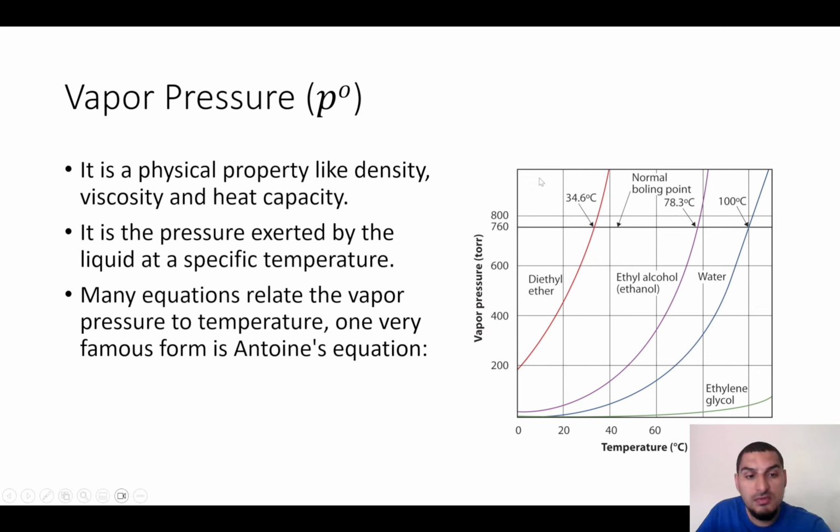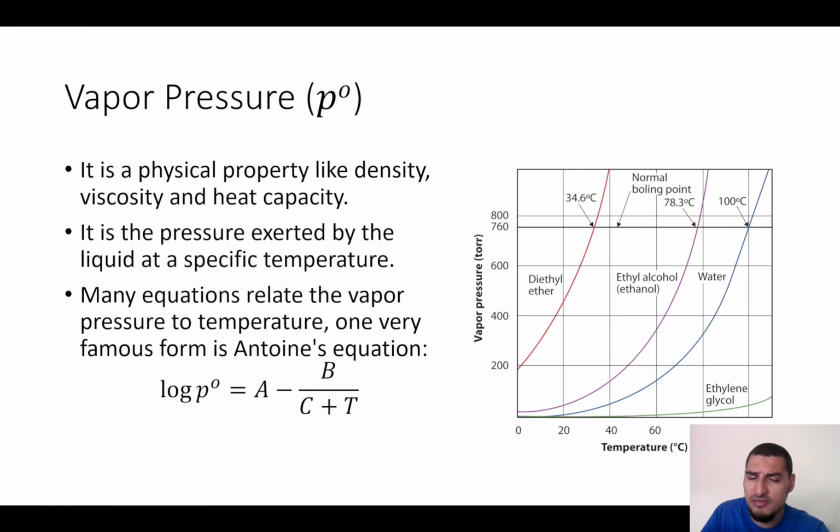And this vapor pressure has been studied a lot, and we have a lot of equations that describe the vapor pressure. The very famous one is called the Antoine equation. The Antoine equation says that log of the vapor pressure equals A minus B over C plus T, where A, B, and C are constants, and they are functions of the material, the liquid that we're discussing. So for each liquid, we have values of A, B, and C. We just substitute with the value of temperature, and we can calculate the vapor pressure.